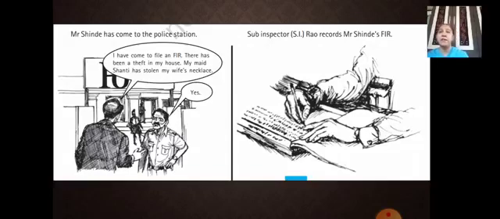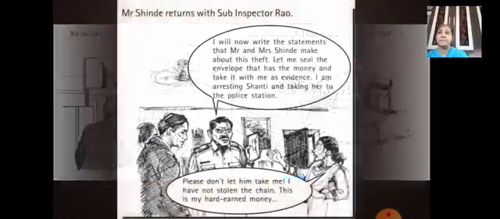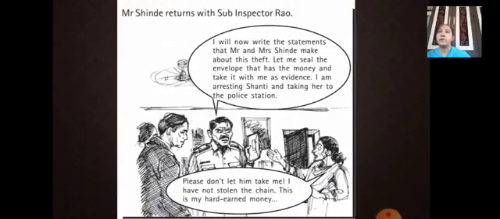Then what did he say in the police station? Yes, okay. Then Sub-Inspector Rao records Mr. Shinde's FIR. Then what happens next? Mr. Shinde returns with Sub-Inspector Rao. Okay. Then what does he say now?